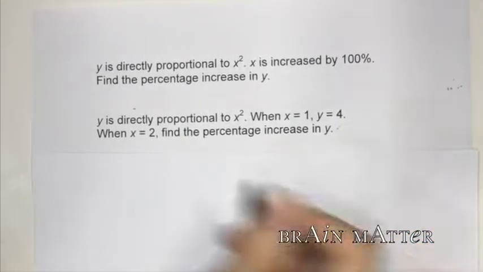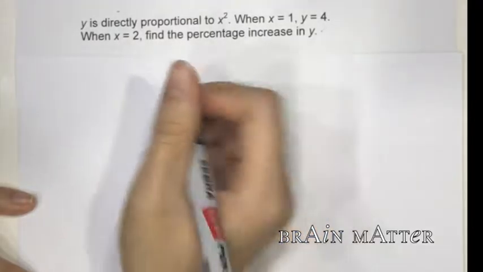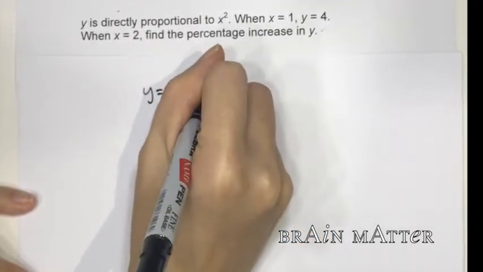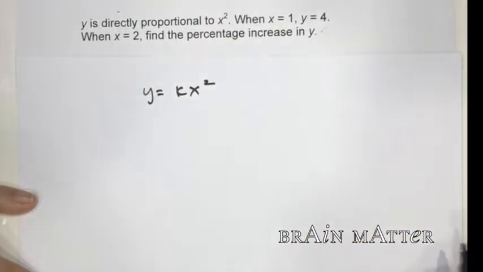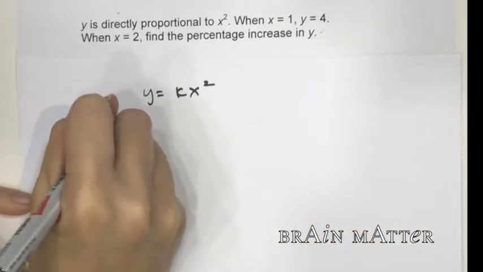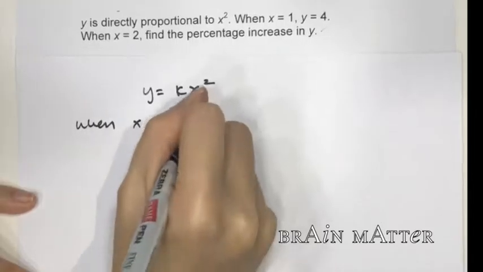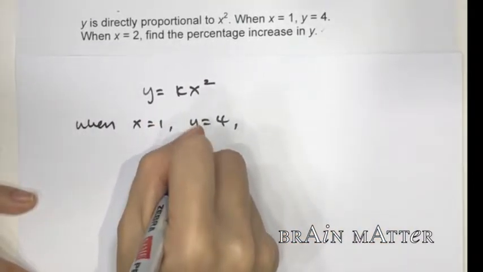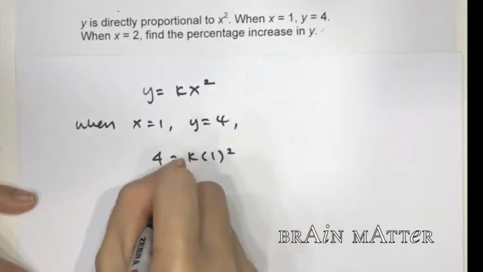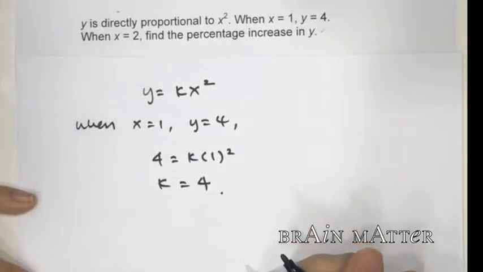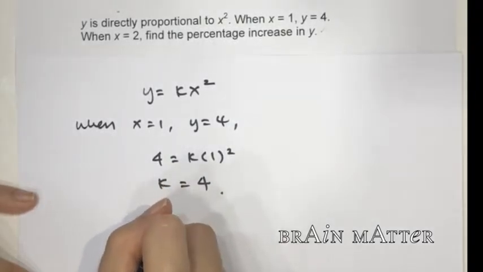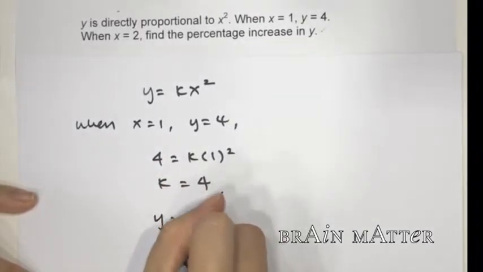Let's proceed to solve this question, and after that we will see how it is related to the first question. First step, we identify and write down the equation connecting x and y. Then we sub in the values of x and y inside the equation. So we get 4 equals k squared, so k equals 4. Once we find the value of k, we substitute back into the original equation so that we get an equation without k.